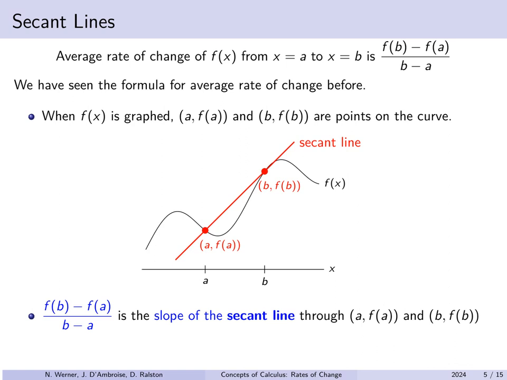It connects two points on the curve. It may pass through other points as well. Looking at this specific secant line, for example, it appears to also intersect the curve here. The relevant point in calling it a secant line is that it goes through two points on the curve.